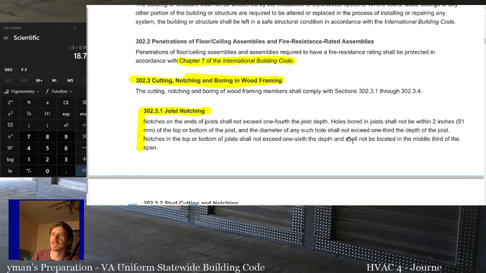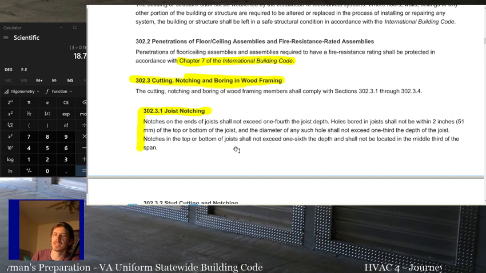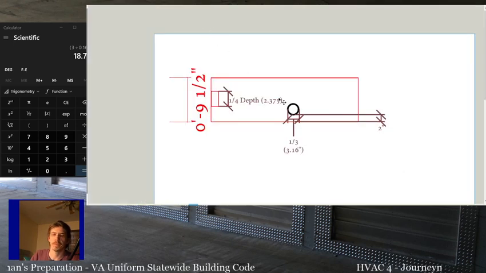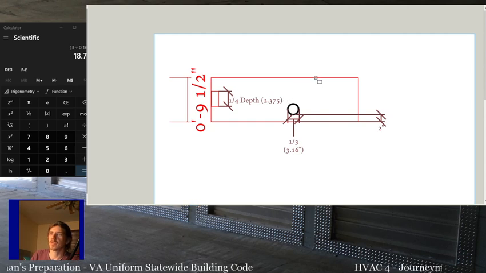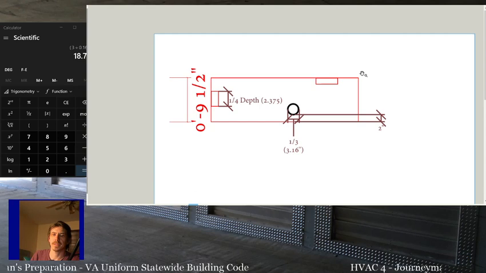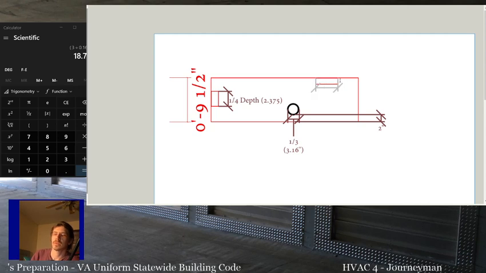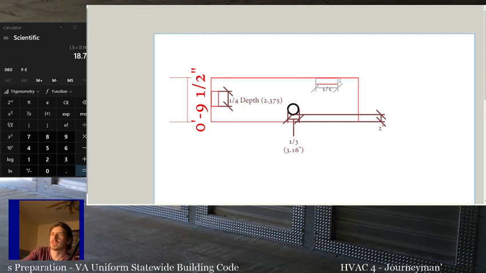And then the last thing is notches in the top or bottom of the joist shall not exceed 1/6 of the depth and shall not be located in the middle third of the span. So that means if you want to do a notch in the top or bottom, this notch cannot be more than 1/6 of it.